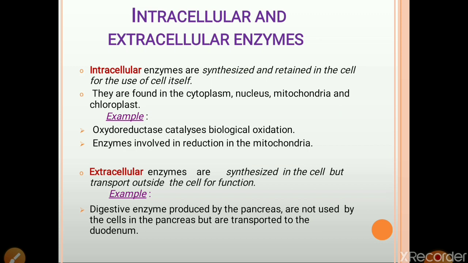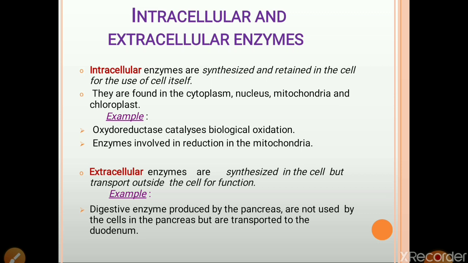There are two types of enzyme in a broad classification: intracellular and extracellular enzymes. Intracellular enzymes work inside the cell and are also synthesized inside the cell. They are synthesized and retained in the cell for the use of the cell itself. They are found in the cytoplasm, nucleus, mitochondria and chloroplast. There are many examples. One is the enzymes involved in reduction in the mitochondria. Some enzymes present in the nucleus are DNA polymerase, RNA polymerase, ligase, and topoisomerase.